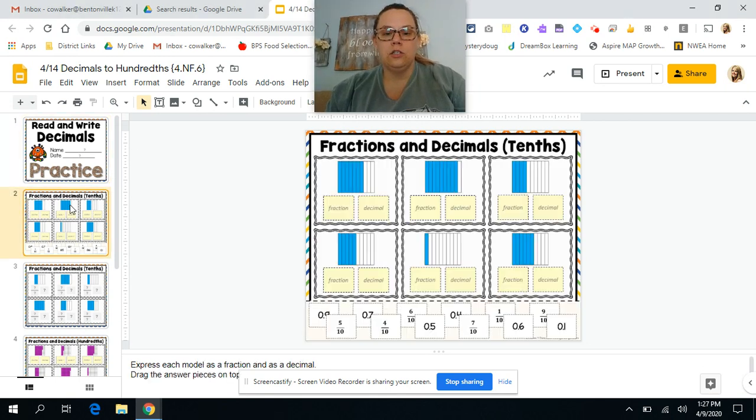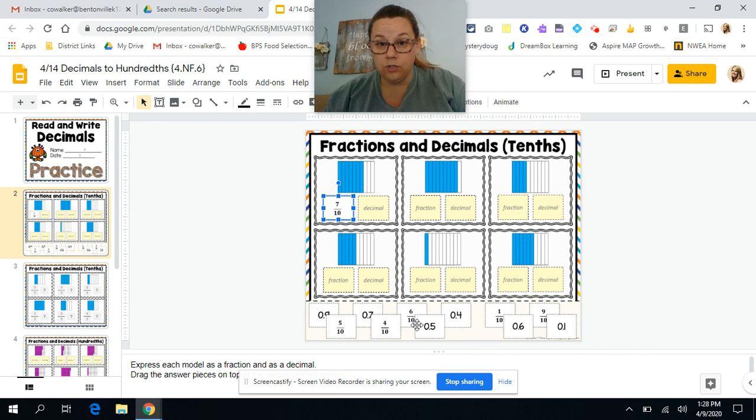So the first thing I want us to do, and we're going to do a couple on every page, and then you're going to have some time to practice. So this is wanting you to correlate the fraction with the decimal. So what fraction do you see here? There's how many equal pieces in total? 10. And then how many pieces are shaded in? 7. So that means the fraction for this one is 7/10.